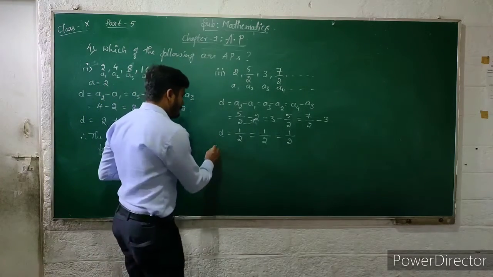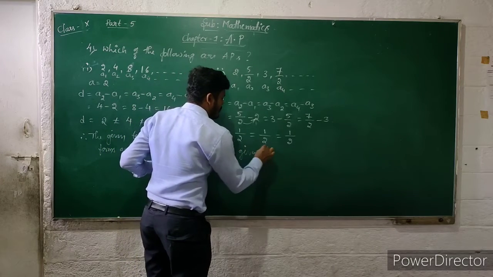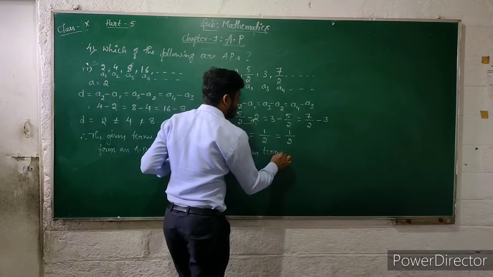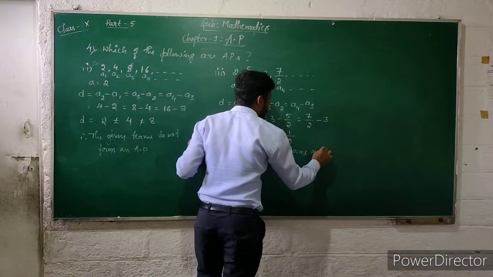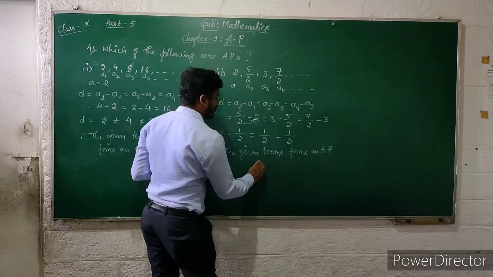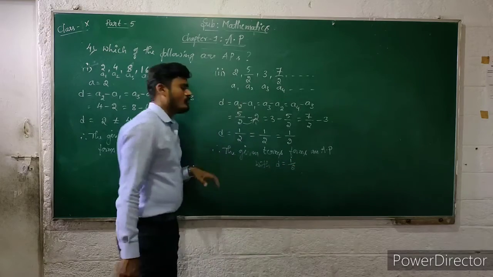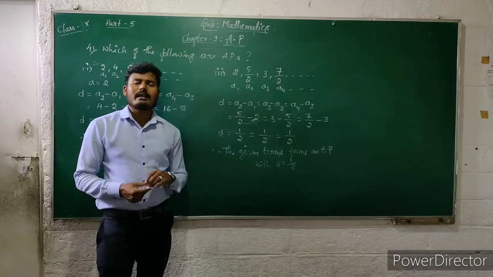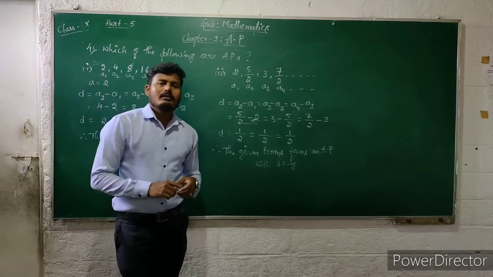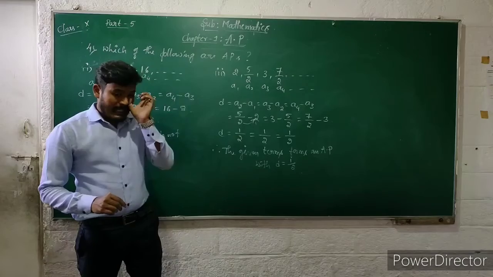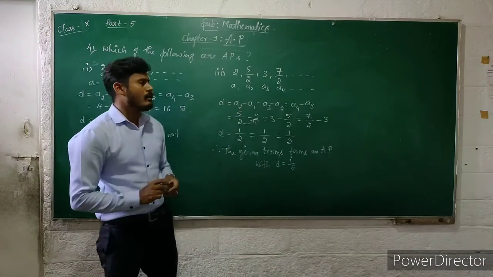So the common difference is the same. That's why the given terms form an arithmetic progression with common difference d is equal to 1 by 2. If they form an AP, you should write down the next 3 terms of the arithmetic progression.